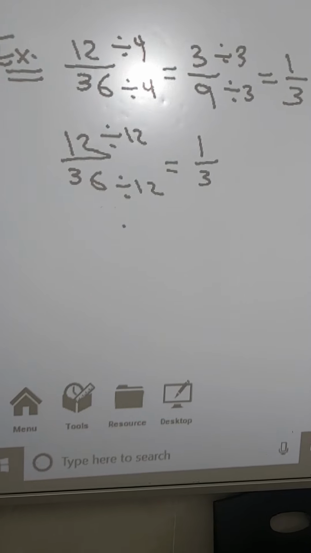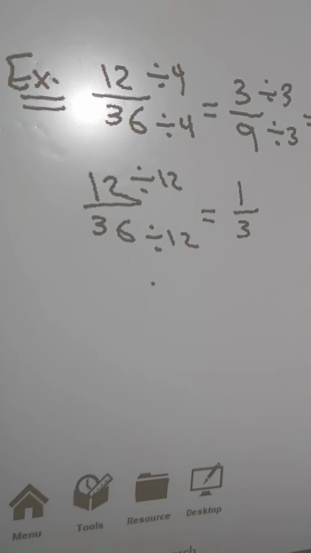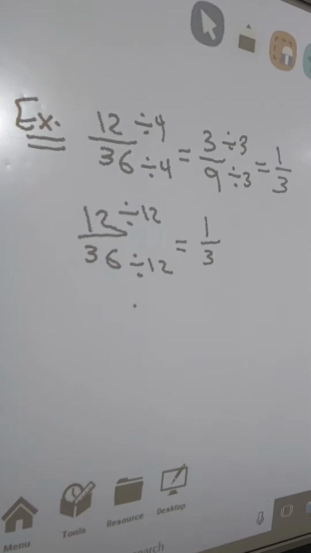This is how we make simplest form of the fractions, and I hope you understand it very well.